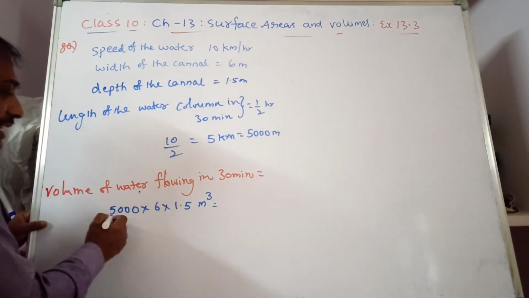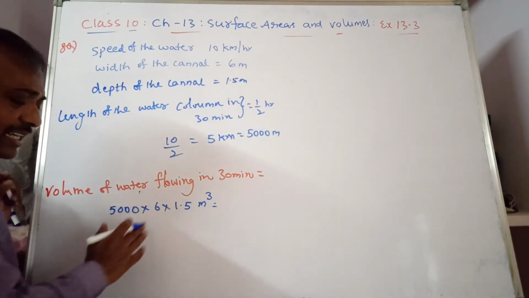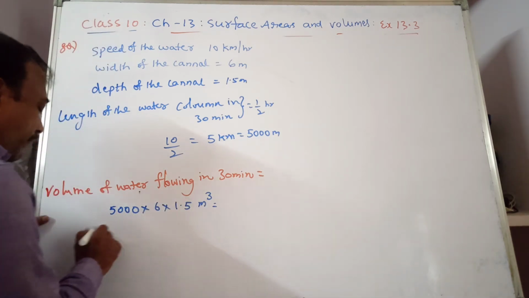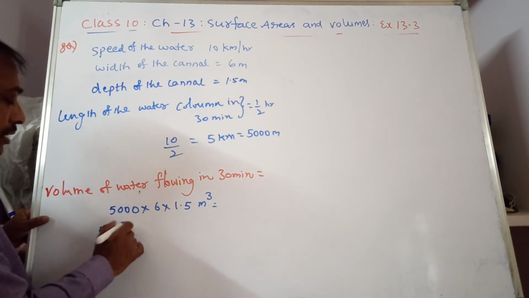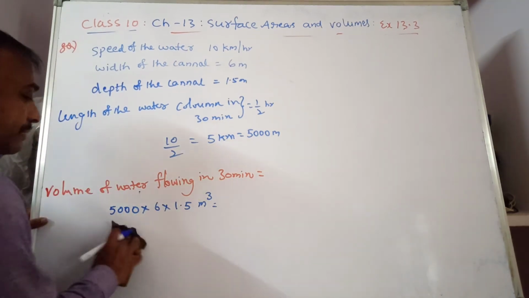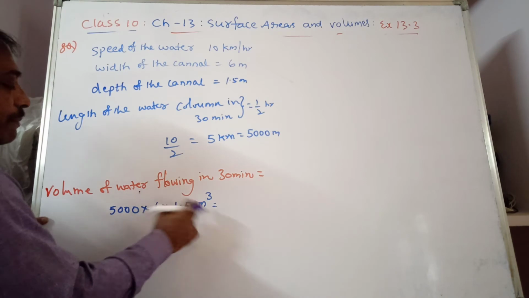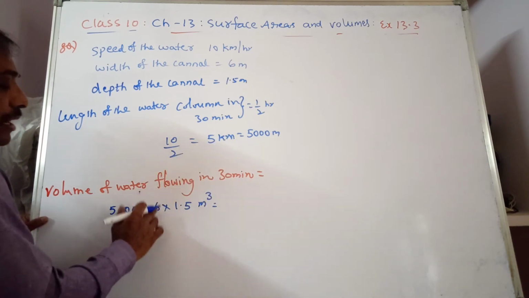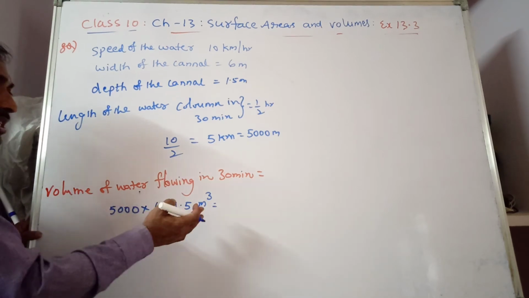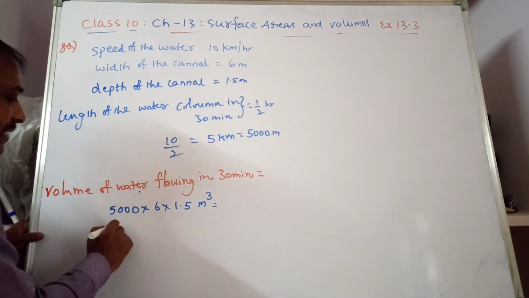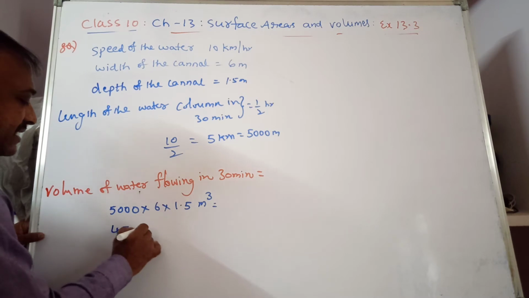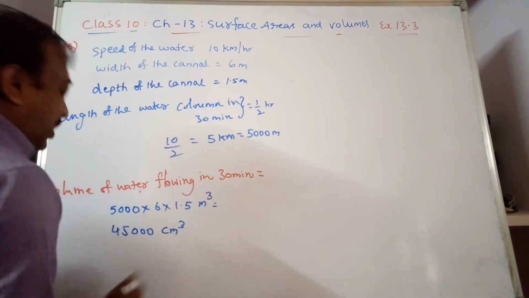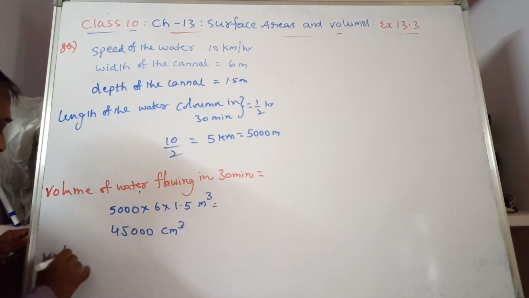So 6 5s are 30, and 1.5 is there. Observe it. So 5000 into 30 into 1.5. 3 5s are 15, 15 6s are 90, 0 removed, 9.0 is nothing but 9, 9 5s are 45, and besides that 0, meter cube. This is the volume of the water flowing in 30 minutes to the field.